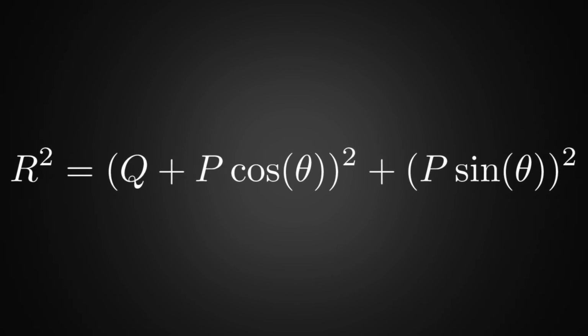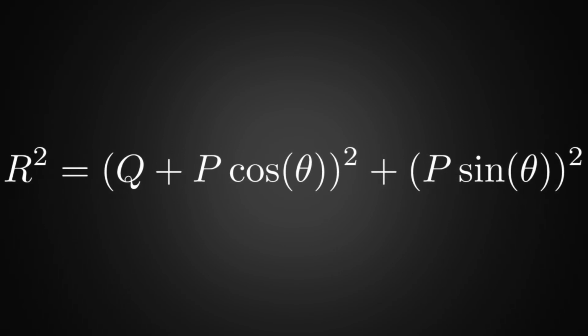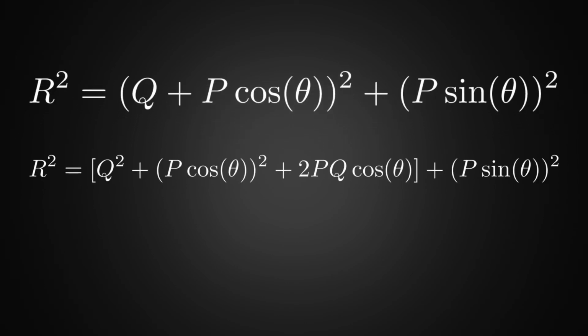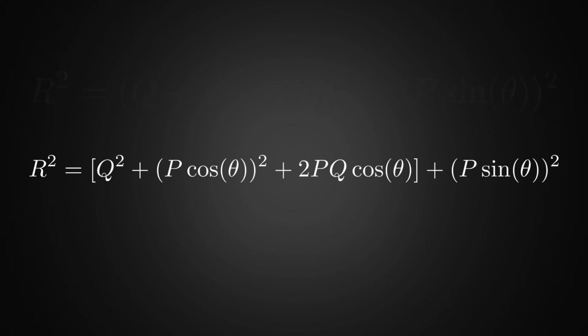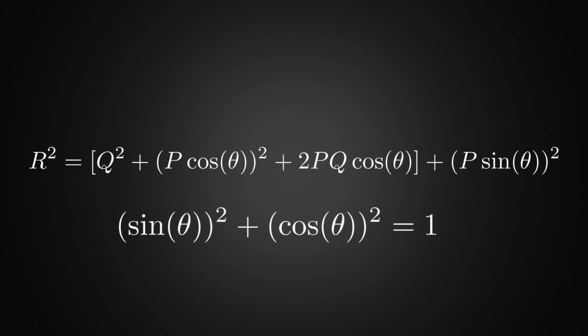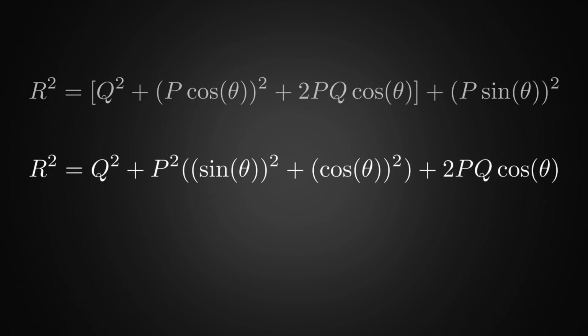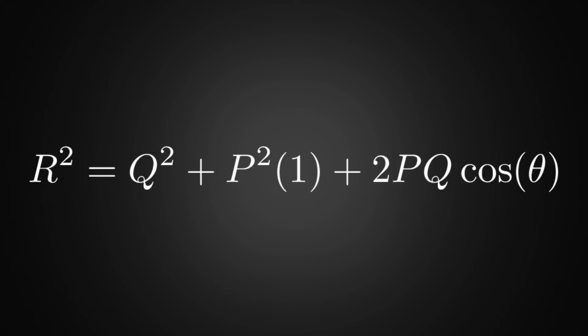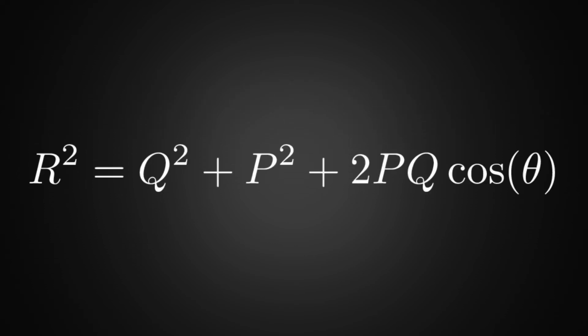Now it's just simplification. What do you see? Simplify the bracket. By binomial expansion, we get Q squared plus P squared cos squared theta plus 2PQ cos theta plus P squared sin squared theta. By the trigonometric identity, sin squared theta plus cos squared theta is equal to 1. Take P squared out from a bracket and show how sin squared theta plus cos squared theta is a common factor, and that is equal to 1. Now we have the needed answer.